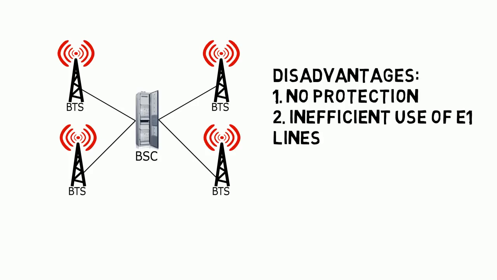And also in this case we see that there is an inefficient use of the E1 line. This means the line cost increases as we are not using the channels in those E1s in a very efficient way.